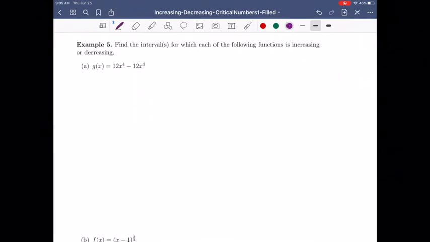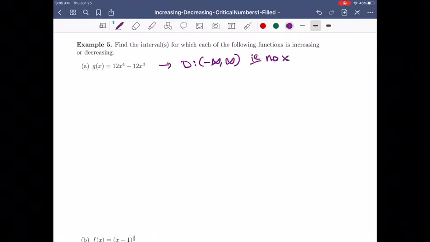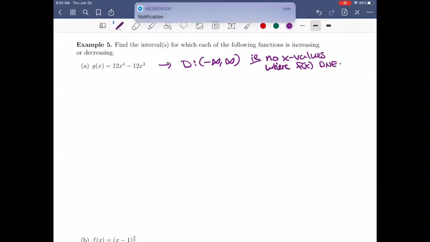So suppose my g of x is 12x to the 4 minus 12x to the 3. Okay, so first of all, I'm going to say the domain. This is a polynomial, so the domain is all real numbers. So there's no x values where g of x does not exist. Okay, we don't have any of that type.